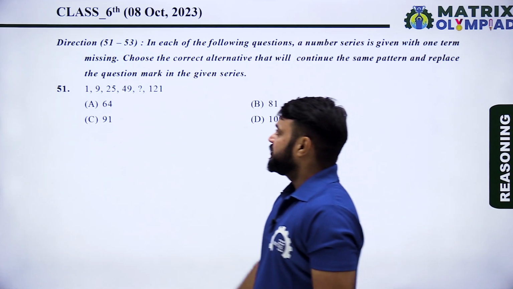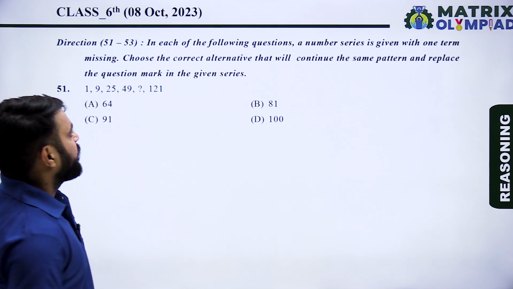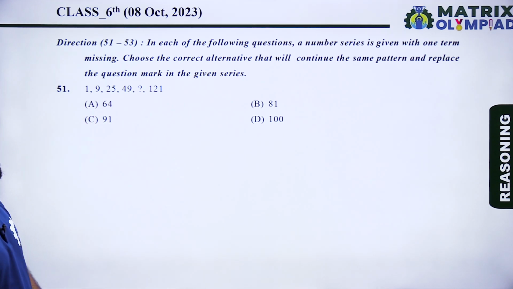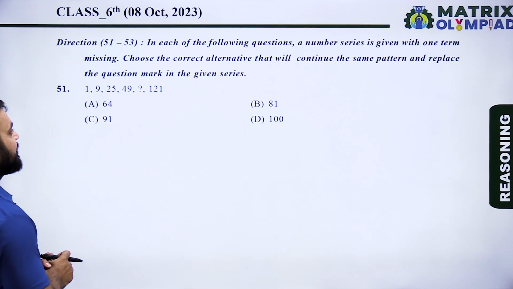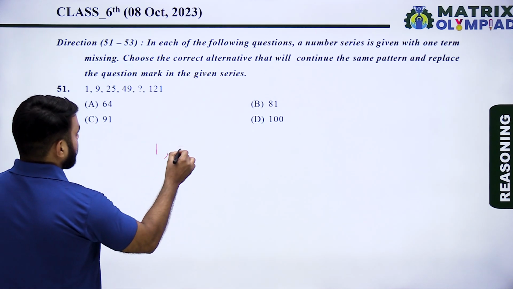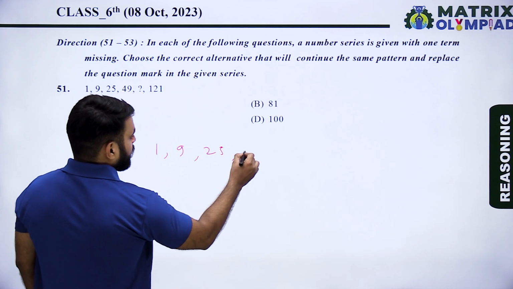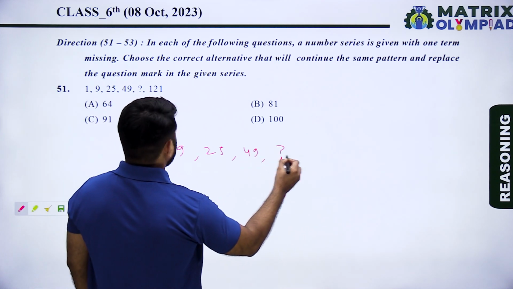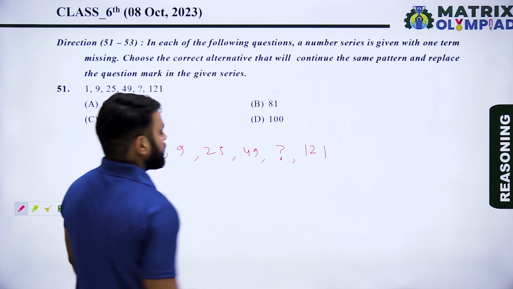In which of the following equation a number series is given with one term missing? Choose the correct alternatives that will continue the same pattern and replace the question mark in the given series. So series is 1, 9, 25, 49, question mark and 121.